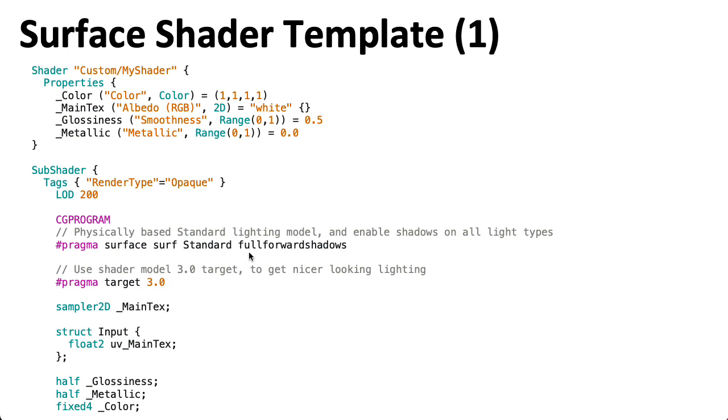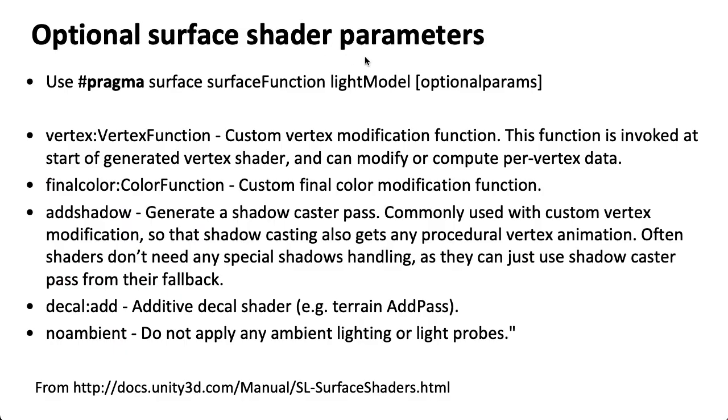As I mentioned previously, you can add some options to your pragma surface definition line in your surface shader file. There's a whole bunch of options that you can select. For instance, if for some reason you don't want to have any ambient lighting or light probes, there's a noambient option you can pick. There's something about adding decals. I don't really know much about that. After you do all of the various passes with all of the various lights adding up, you can add an additional function that will tweak the final color in some fashion. And there's also the ability to modify the vertices before you actually go into the pixel shaders.